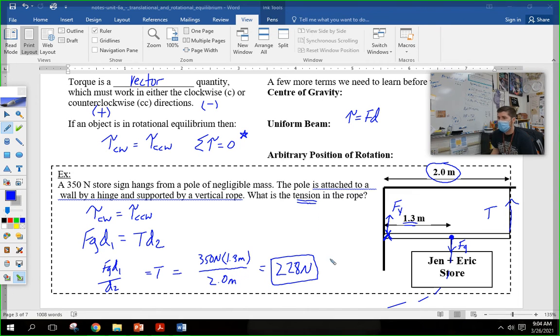Now we'll notice that the tension here is not equal to the weight of the sign. The reason why is because that tension is all the way at the end of the pole, so it doesn't have to do as much work to counteract the weight of the sign, which is in the middle of the pole. We're also not considering here the forces on the hinge. On the back side of these notes, we would actually go and find the force on the hinge, but we don't have to do that yet. In order to get you started on practice, this should be everything you need.